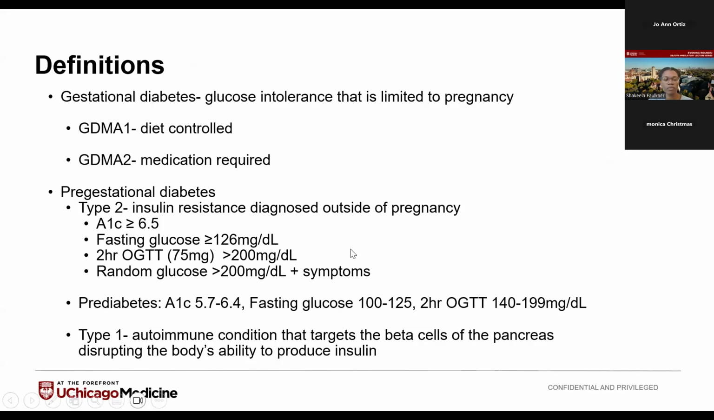And then pre-diabetes, if you ever see that noted on a chart, is an A1C that's between 5.7 and 6.4, a fasting glucose between 100 and 125, and then that same 2-hour glucose tolerance test, but with lower levels of 140 to 199. And then finally, type 1, which is fairly different and separate, but I wanted to still include it here for completeness, is an autoimmune condition that's really targeting the beta cells of the pancreas and disrupting the body's ability to produce insulin. So it's more of a lack of insulin rather than insulin insensitivity or resistance, which we see in the other forms of diabetes.